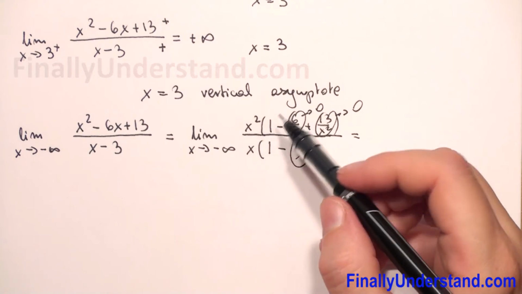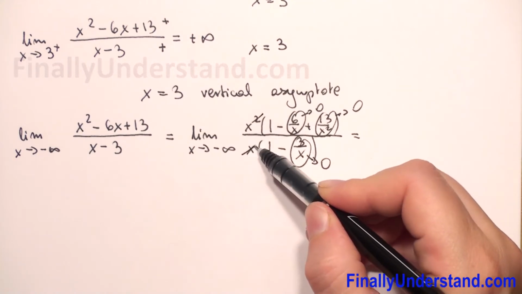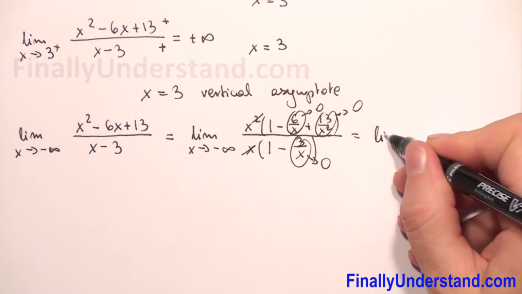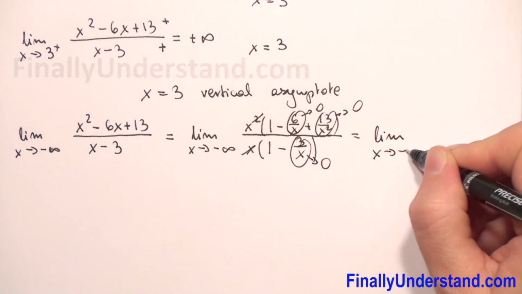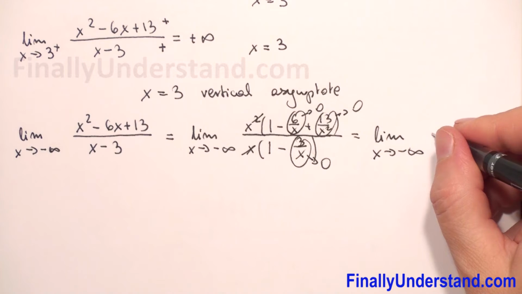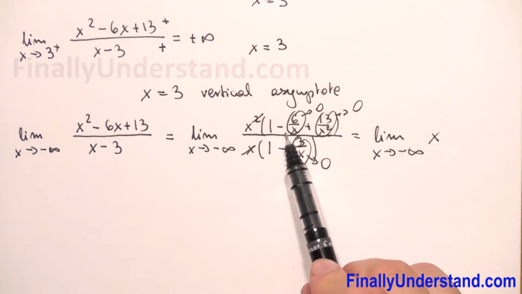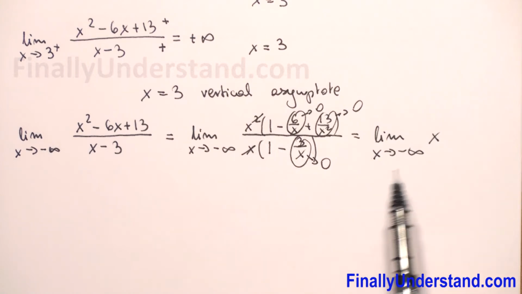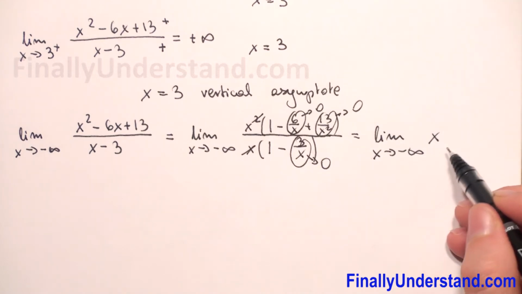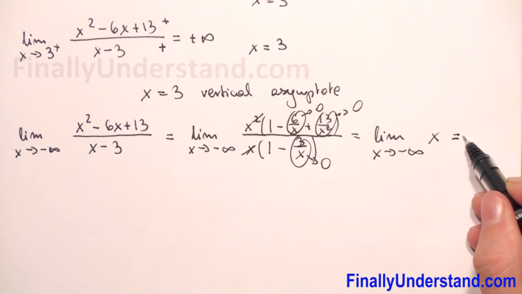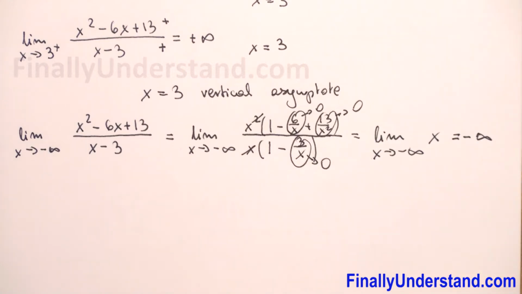So now we can also reduce square with x, so we have limit as x approaches negative infinity of x, because in parentheses we have 1 minus 0, so is 1. x times 1 is still x. And because x is going to negative infinity, this is equal negative infinity. Our limit is going to negative infinity. So we don't have horizontal asymptote on the left side.